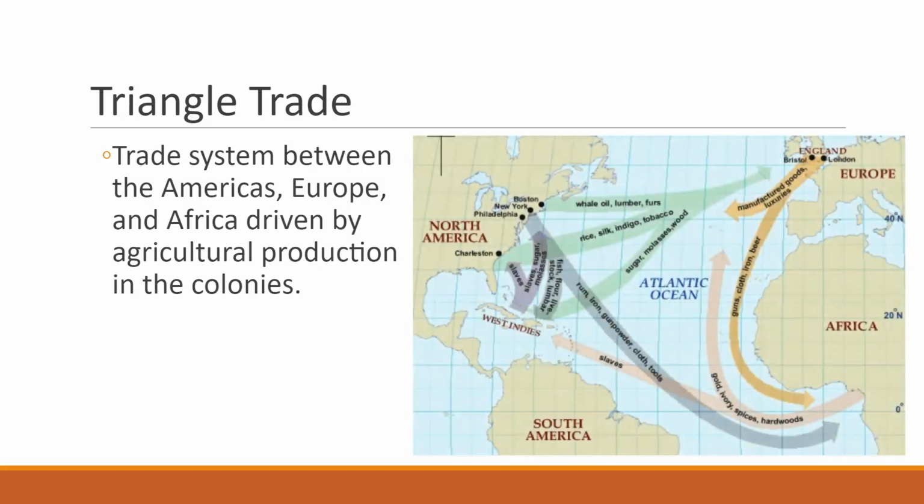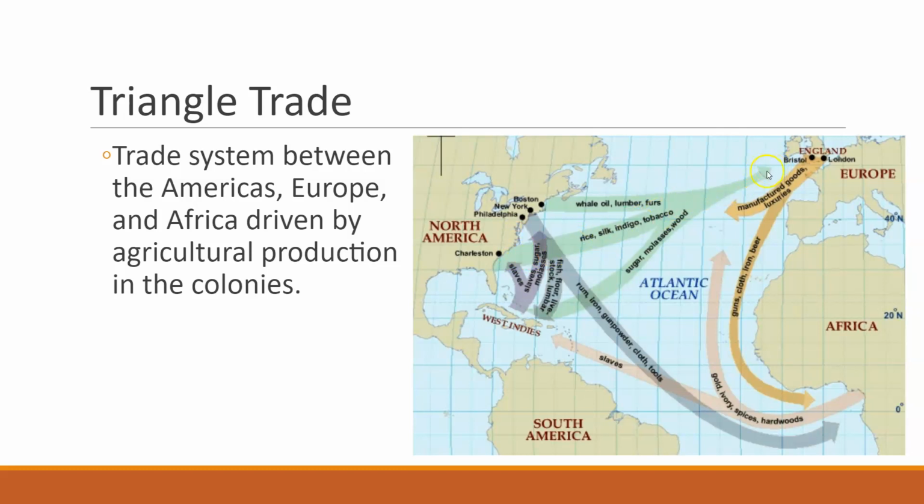So you have probably seen this map before, but this is the trade patterns that existed between North America, Europe, and Africa. And they make a rough triangle. Now, it all begins in the English colonies, where raw materials such as tobacco, rice, whale oil, lumber, furs are all being produced. They are loaded on the ships and are taken across the Atlantic Ocean to Europe.